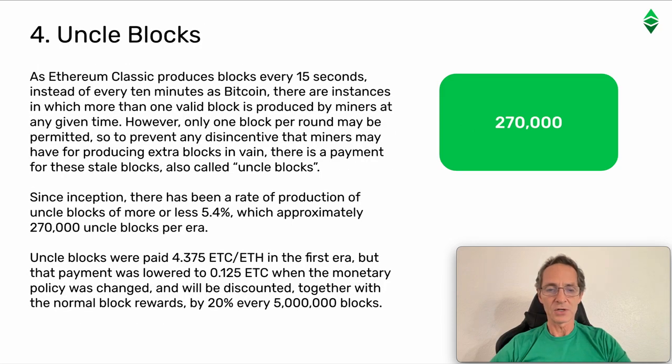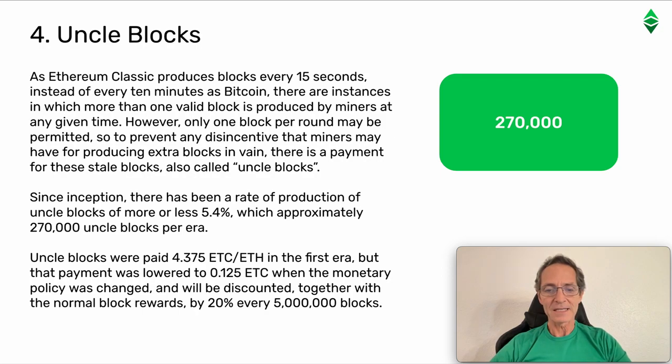4. Uncle blocks. As Ethereum Classic produces blocks every 15 seconds instead of every 10 minutes as Bitcoin, there are instances in which more than one valid block is produced by miners at any given time. However, only one block per round may be permitted. So to prevent any disincentive that miners may have for producing extra blocks in vain, there is a payment for these tail blocks, also called uncle blocks.